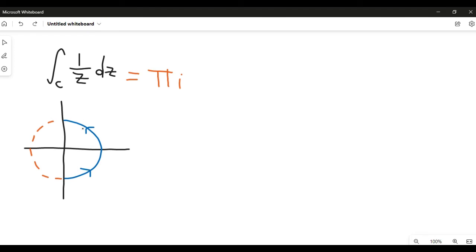And an easy way to do this integral is to use the fact that 1 over z is a complex valued function. And on certain domains, 1 over z has an antiderivative, specifically log z. Okay, so if we pick a branch of the complex logarithm, its derivative everywhere away from the branch cut is going to be 1 over z.